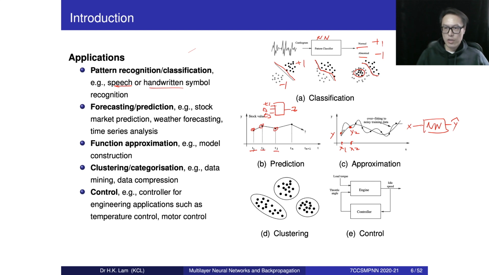This neural network can give you a line like this. This is the best approximation of all these sample points. So we call this approximation.